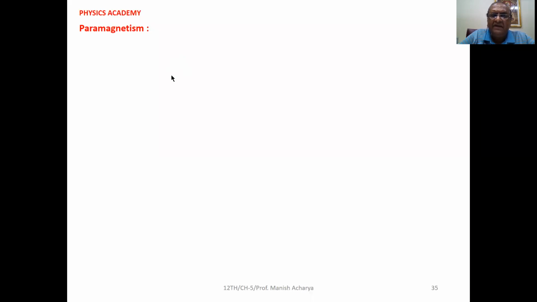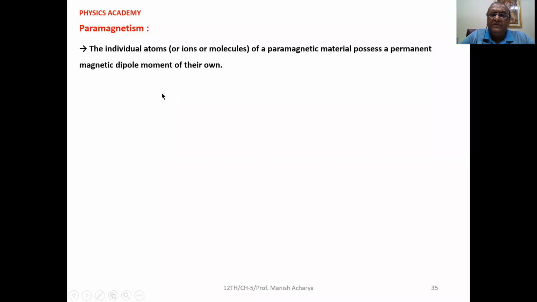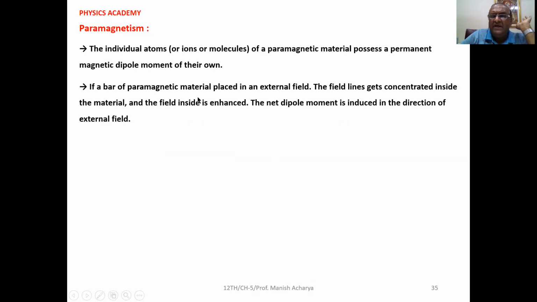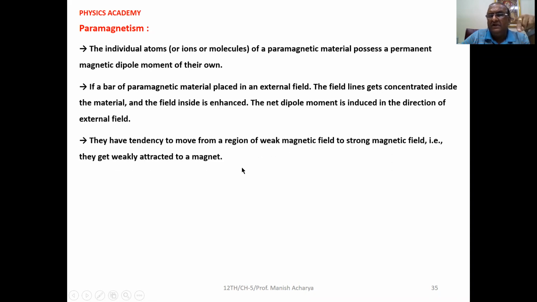Next, paramagnetism. Okay. So, paramagnetic materials are such materials for which the individual atoms possess permanent magnetic dipole moments. Now, if a bar of paramagnetic material is placed in the external field, the field lines get concentrated inside the material and the field inside is enhanced. The net dipole moment is induced in the direction of the external field.